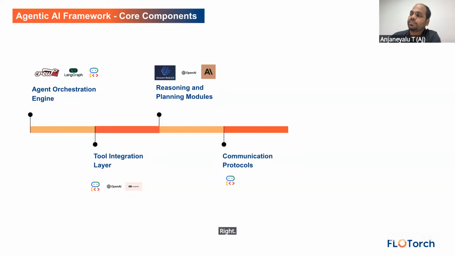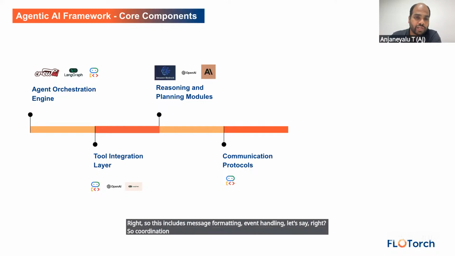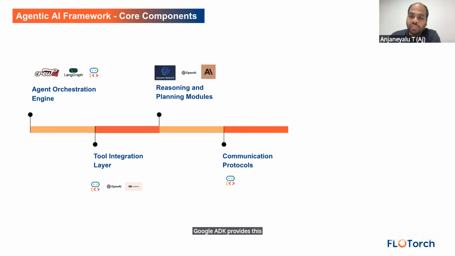So the next part is communication protocols. Communication protocols basically handle how different parts of the system talk to each other. This includes message formatting, event handling, and coordination between components. This might seem technical, but it's what enables agents to seamlessly hand off tasks, share context and coordinate complex workflows. Google ADK provides this through the event-driven architecture, which we will be looking into.